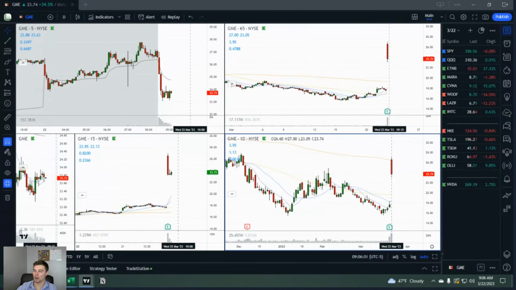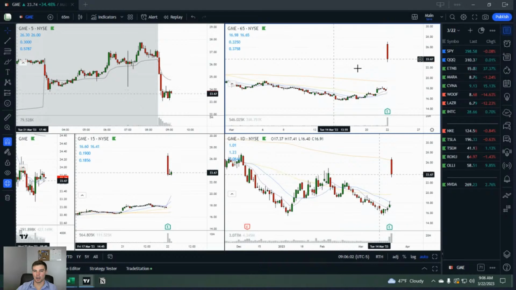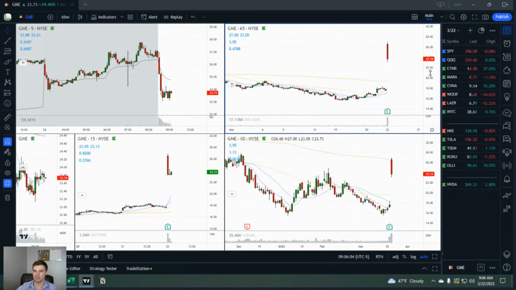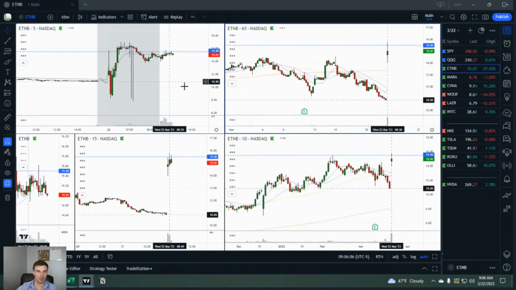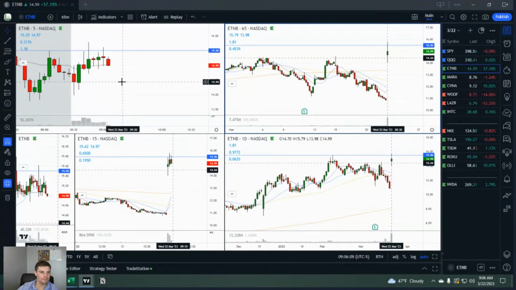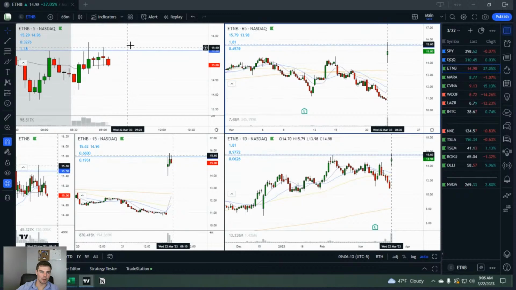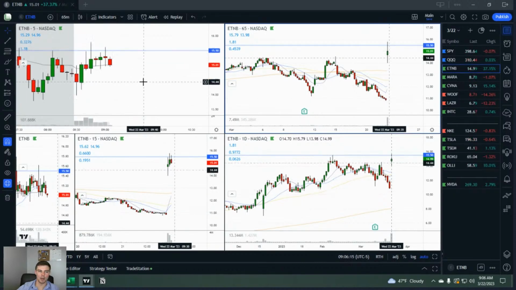We got any hodlers in here? Any hodlers in the chat room? Diamond hands? Not me. Look at that ETB, it just peekaboos over that resistance and pulls back every time.